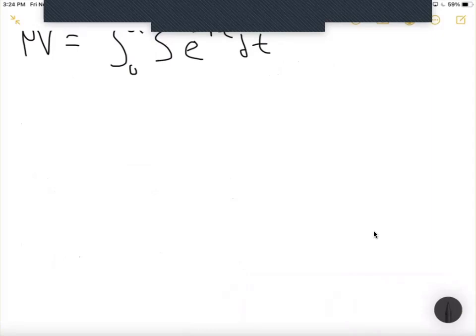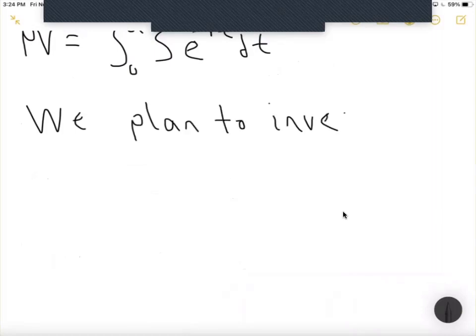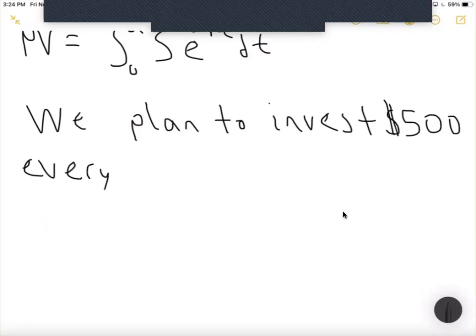So we are going to start off by saying we plan to invest, say, $500 every year. Now, we are saying that we're doing this investment every single year, so we should automatically know that that $500 is an income stream. We're going to ask two questions. We plan to invest $500 every year.